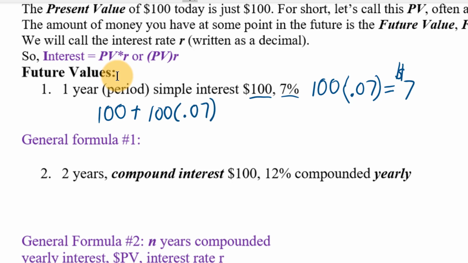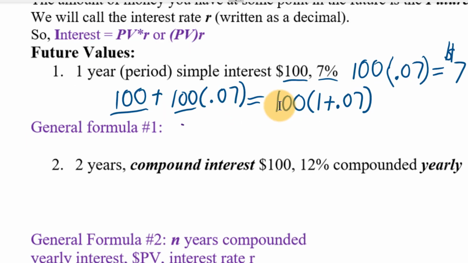However, a much shorter way to write that would be to collect the two hundreds here and write it 100 times 1 plus 0.07. The 1 brings in the original principal, and then the 100 times 0.07 brings in the interest. So here's our first general formula. A future value, how much money we're going to have a year from now using just simple interest. That means there's just one period that we're calculating the interest for. That future value is the present value times 1 plus r.